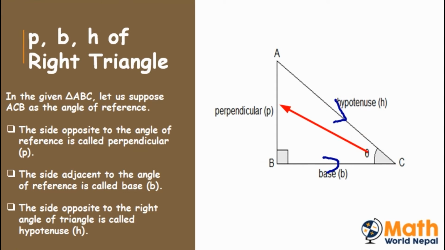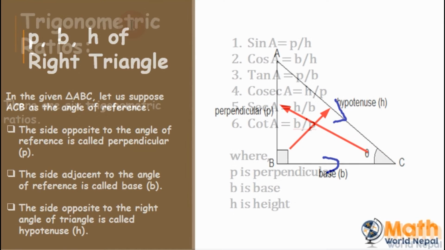And finally, the side which is opposite to the right angle of a triangle is called the hypotenuse. And in the figure we can see that side AC is exactly opposite to the right angle of this triangle, so AC is the hypotenuse of the right angled triangle.